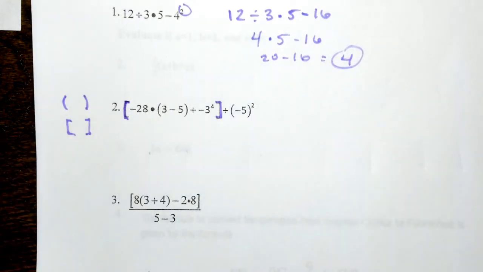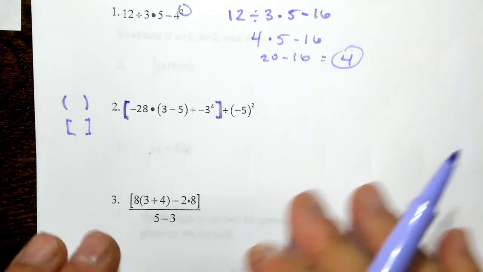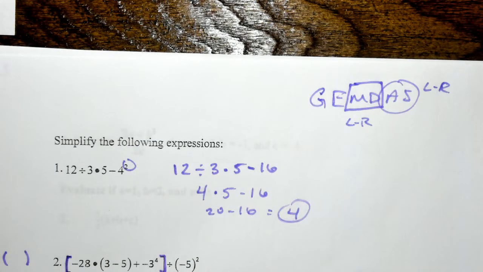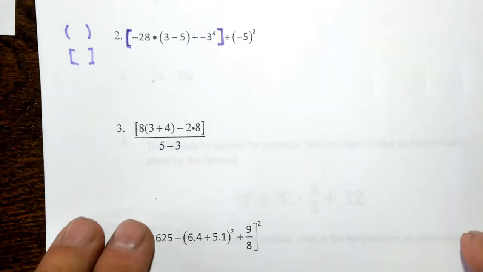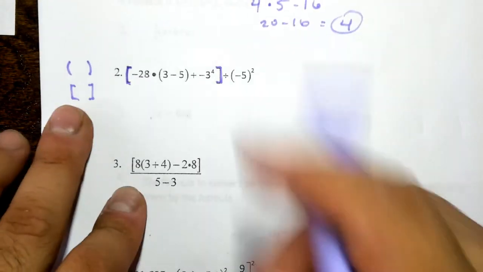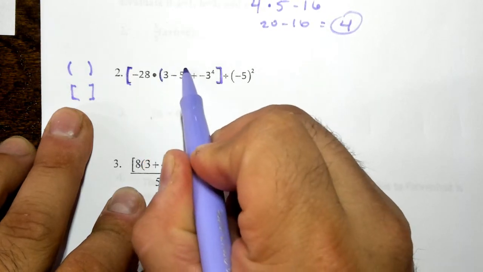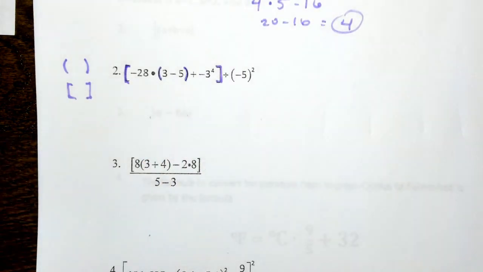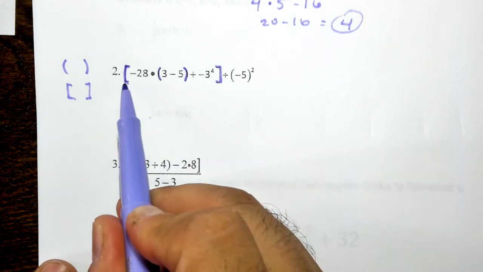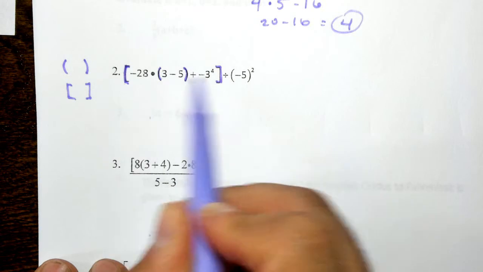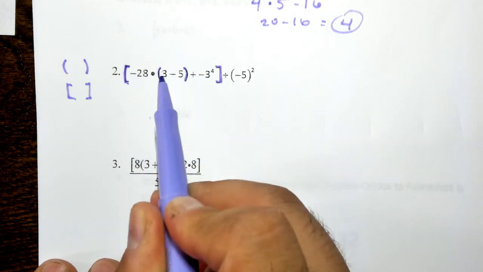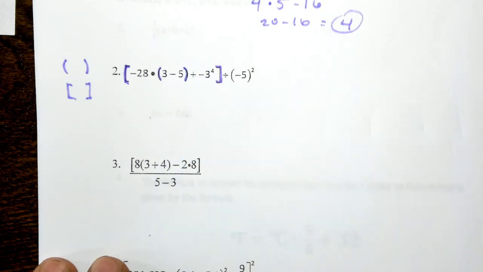Alright, so now that we're going to do GEMDAS all over again, according to GEMDAS, the first thing is G for grouping. Now, I have two groupings here. I have the brackets and I have the parentheses. The way this works is you look for the largest group. Right now the largest group is these brackets. And then once you're in here, you have to do GEMDAS all over again. This is like a brand new problem.